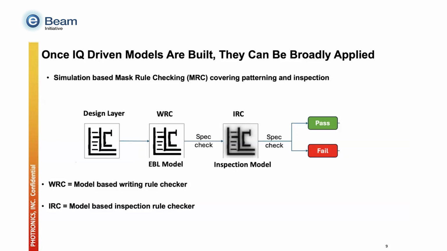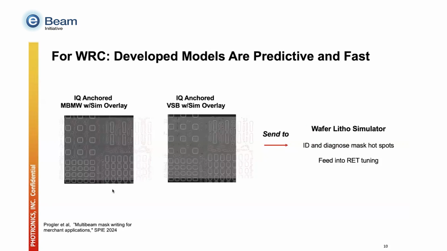So we are going to take the design layer through writing and through inspection in purely simulated format to see if we have a manufacturable mask or not. So first, let's start with the writing rule check. We've just shown, and we've published in the past, as have many others, that if you do it properly, you use the 2D contours and the image quality parameters of the mask, you can generate pretty predictive, reliable simulations of what the mask is going to look like after fabrication.